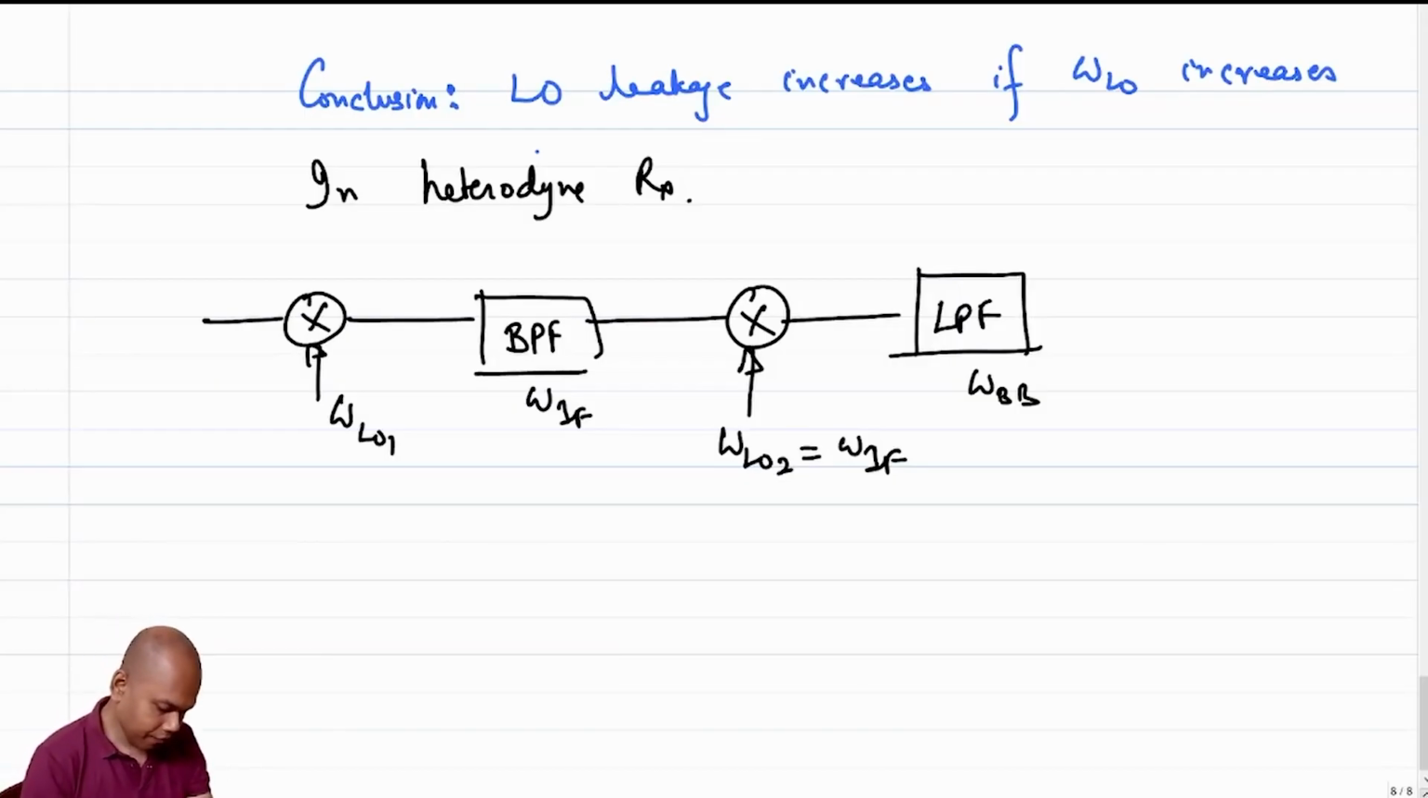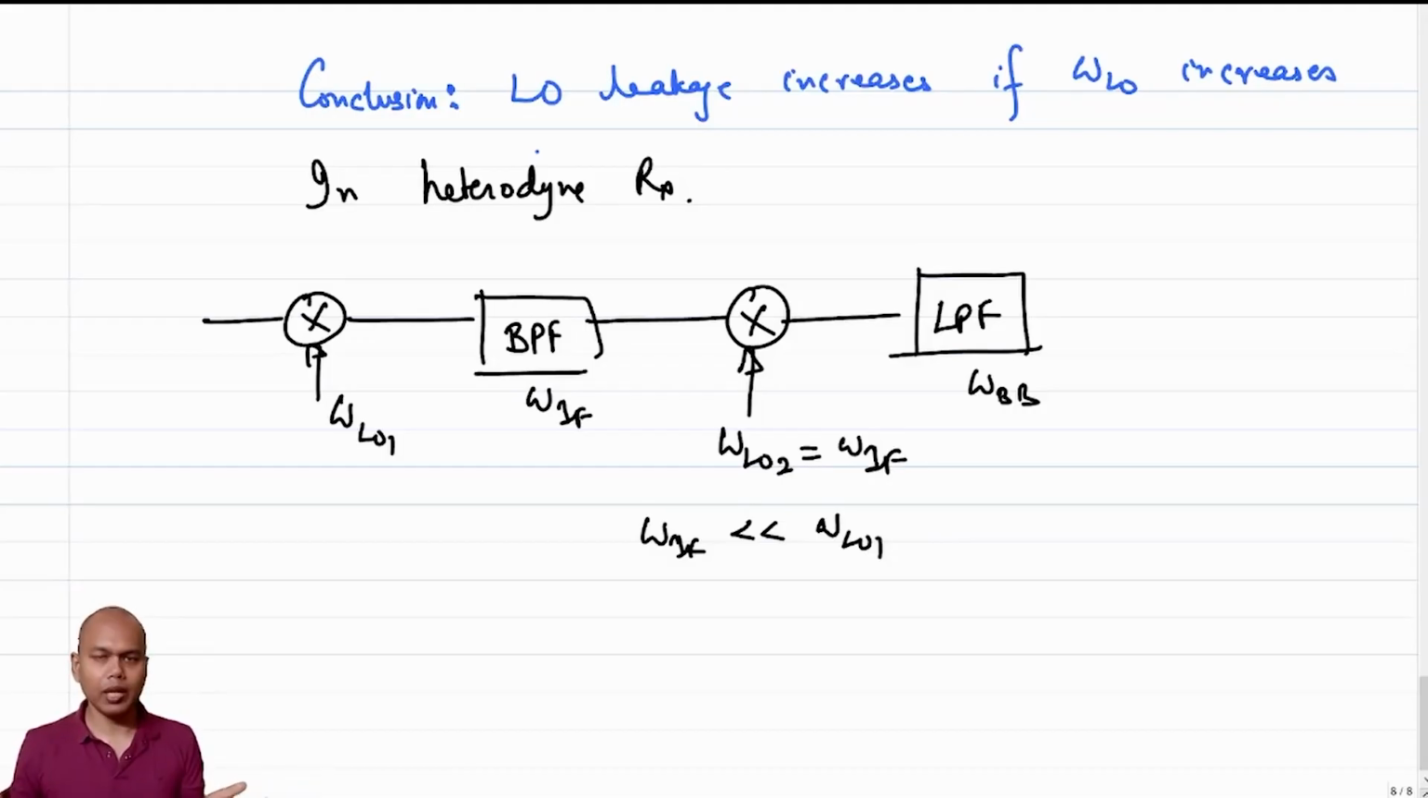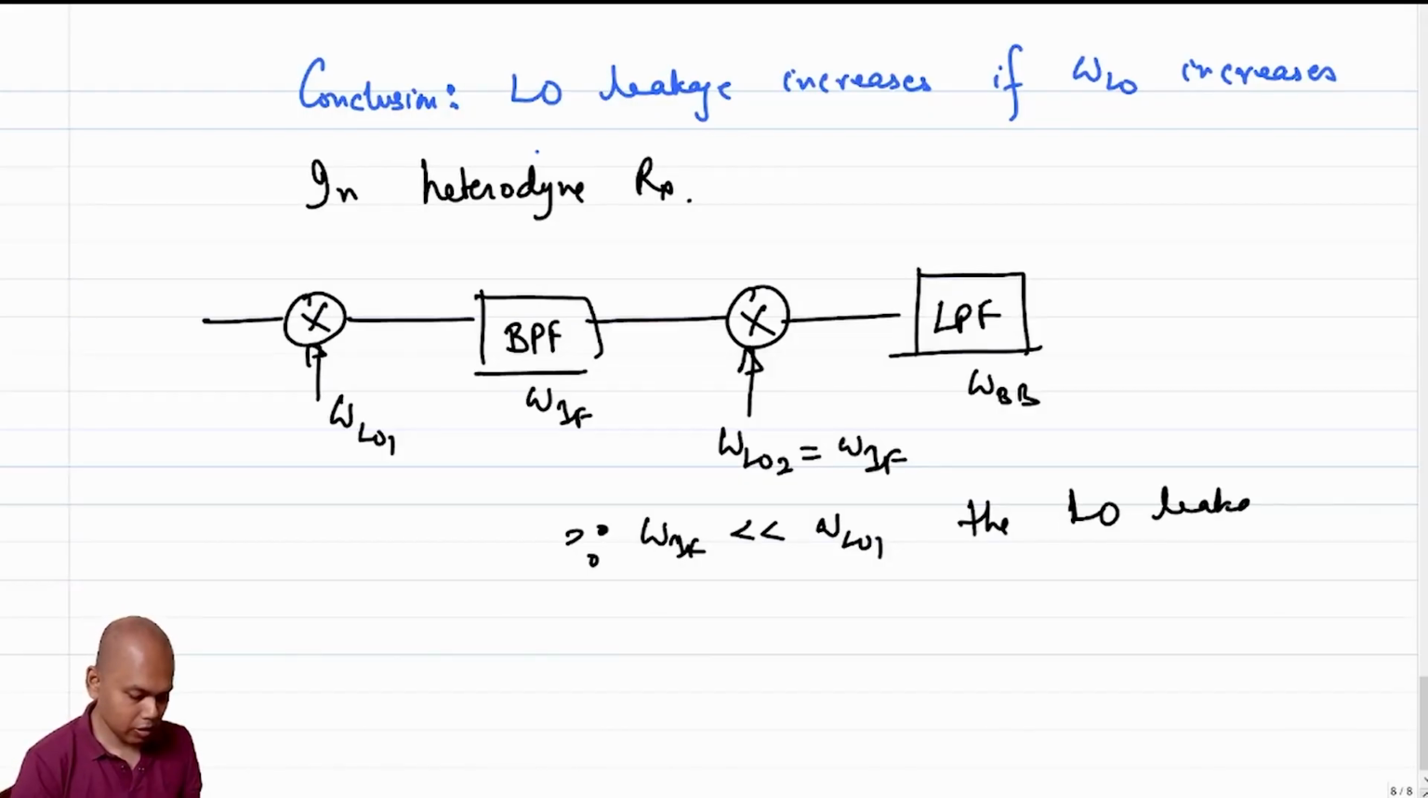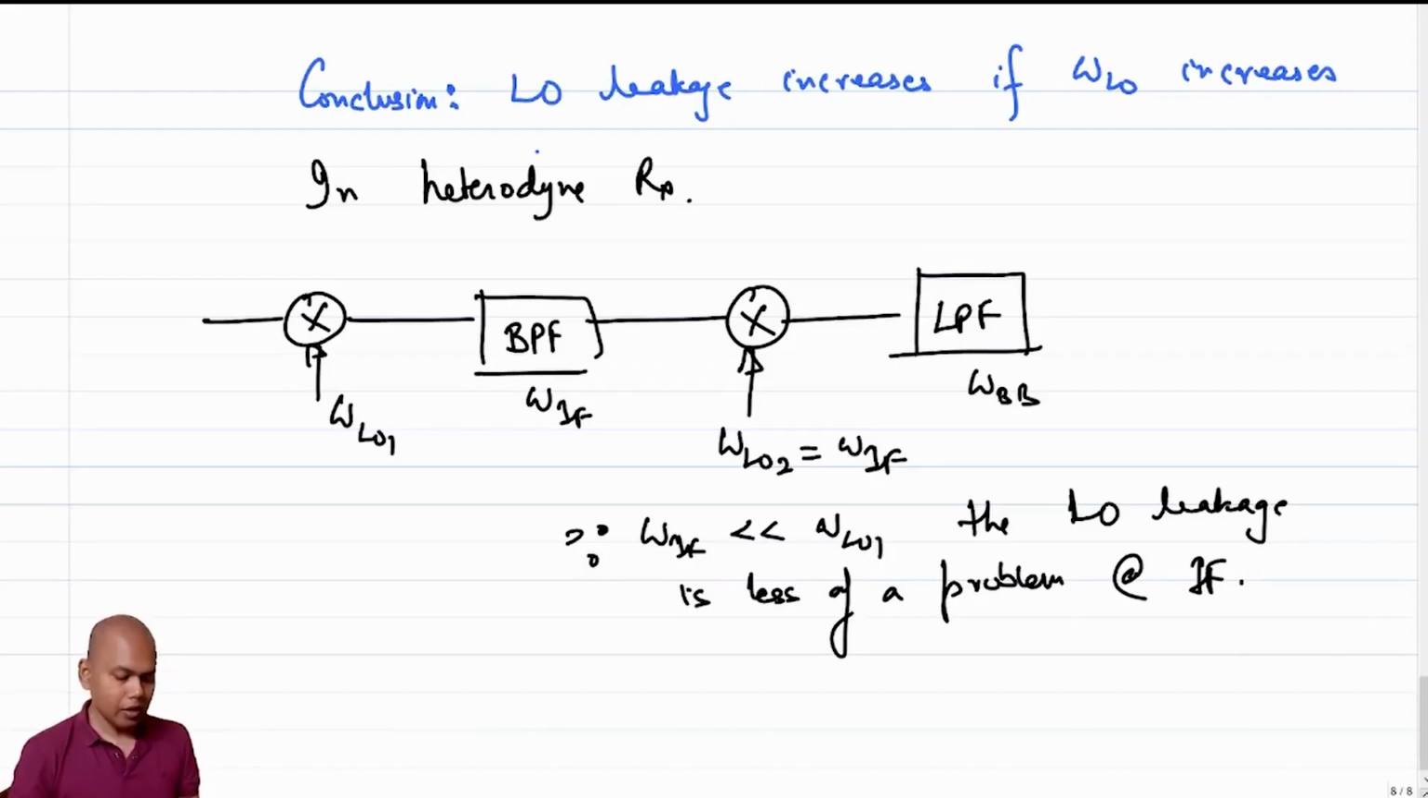So then we know that omega IF is much less than omega LO1, because omega LO1 can be at gigahertz and omega IF can be of the order of few hundred to tens of megahertz, right? So since omega IF is much less than omega LO1, thus LO feed through, LO leakage is less of a problem at IF. Now note that it is still a problem. The problem hasn't gone away, but the magnitude of the problem has reduced, right?